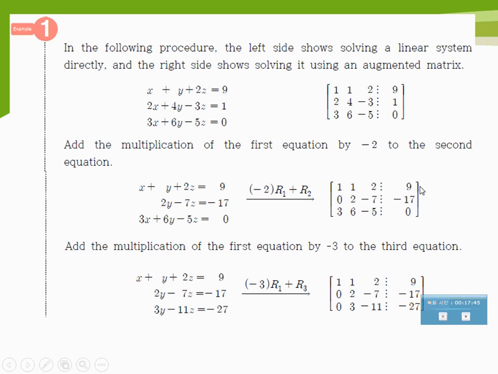Multiply -3 on the first row and add it to the third row, which then makes it 0 like this. The same thing. This linear system of equations is presented in matrix form like this.